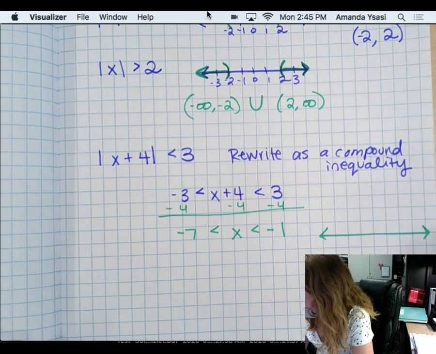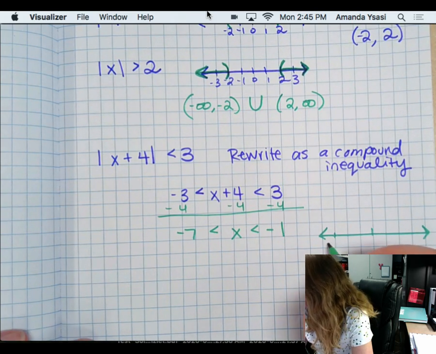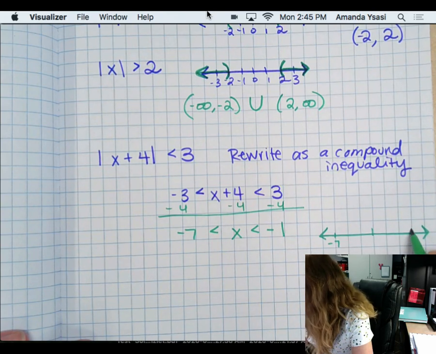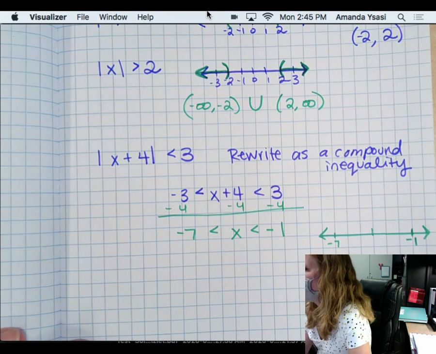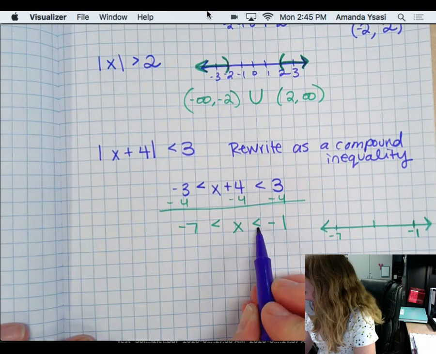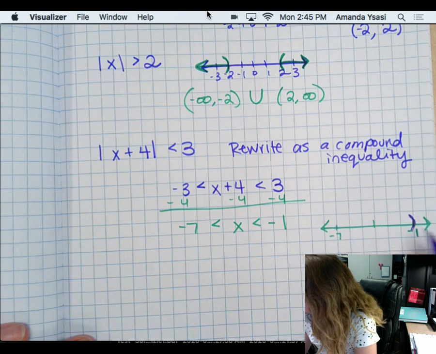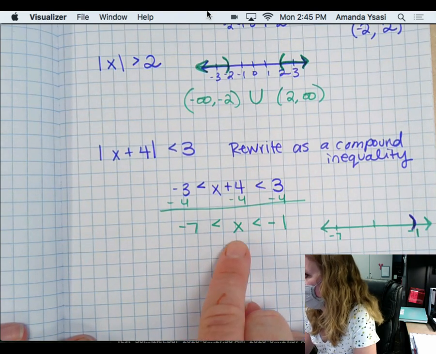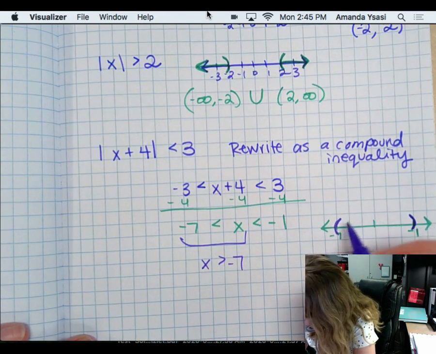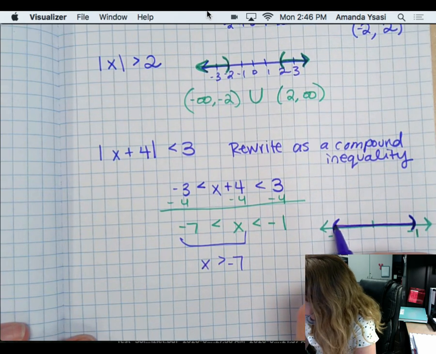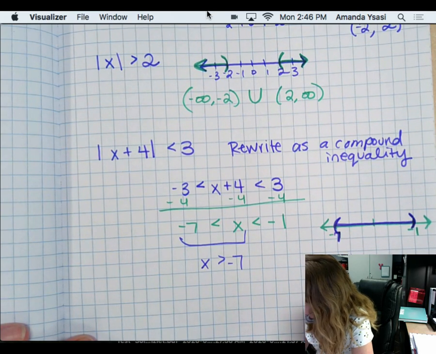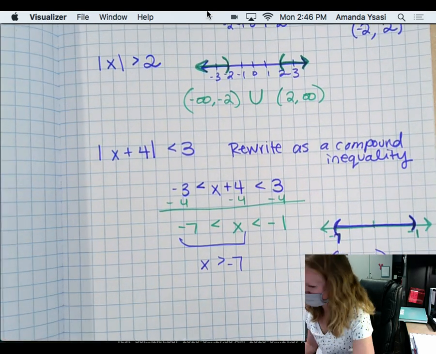So if we have this inequality, we need to be able to go -7, -6, -5, -4, -3, -2, -1. So x is less than -1, so it'd go that way. And -7 is less than x, or you could rewrite this as x is greater than -7. It's everything between them. -7, -1.